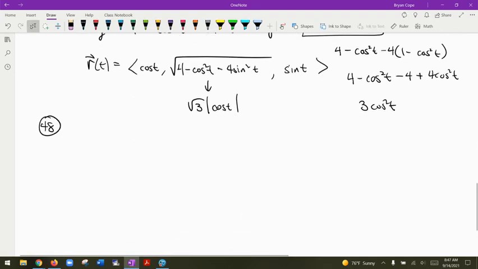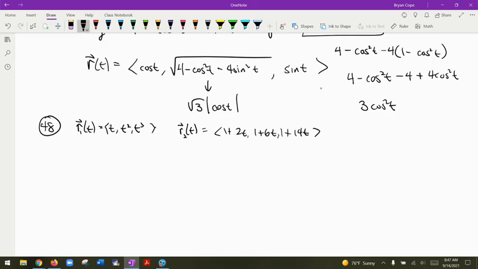Okay, the question says, two particles travel along the space curves r of t equals t, t squared, t cubed. And then r of t, we'll call them r1 and r2 like they do in the book, equals 1 plus 2t, 1 plus 6t, and 1 plus 14t. Okay, we did not do an example just like this in class. We need to think about this a bit.